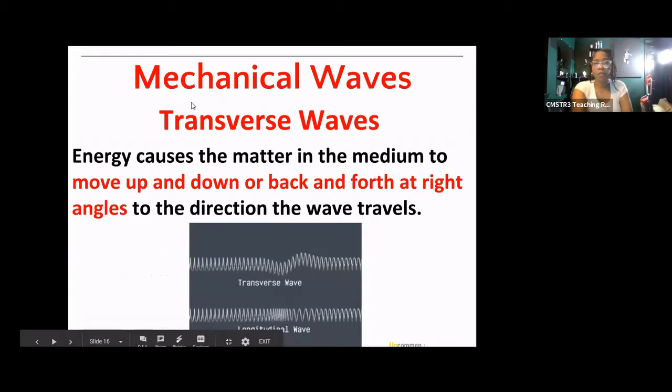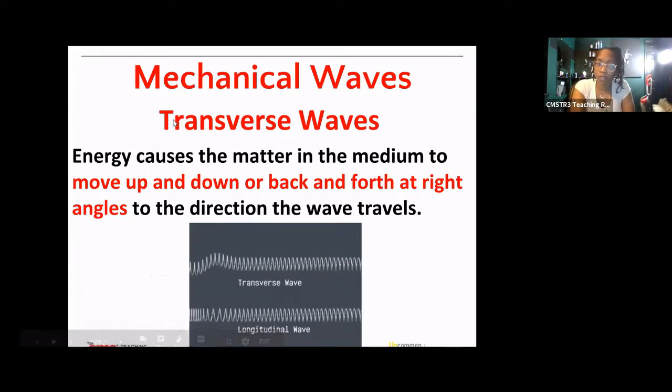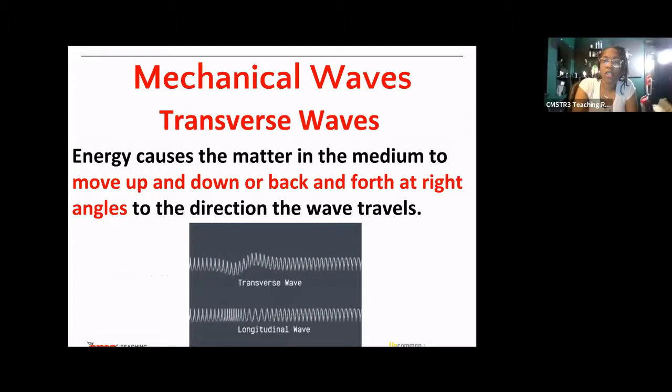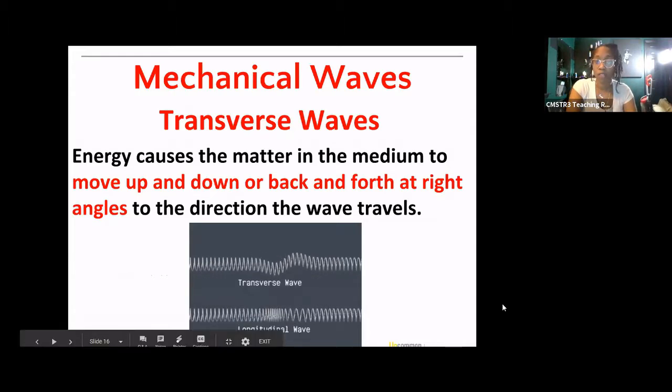So the first type of mechanical wave is called a transverse wave. This is like an ocean wave. So this is energy that causes the matter to go back and forth at right angles, so up and down, essentially. The traditional wave that you might see. For anybody who ends up teaching physics, slinkies will be your best friend when you teach this unit. It's a fun way to teach the kids the difference between the waves.